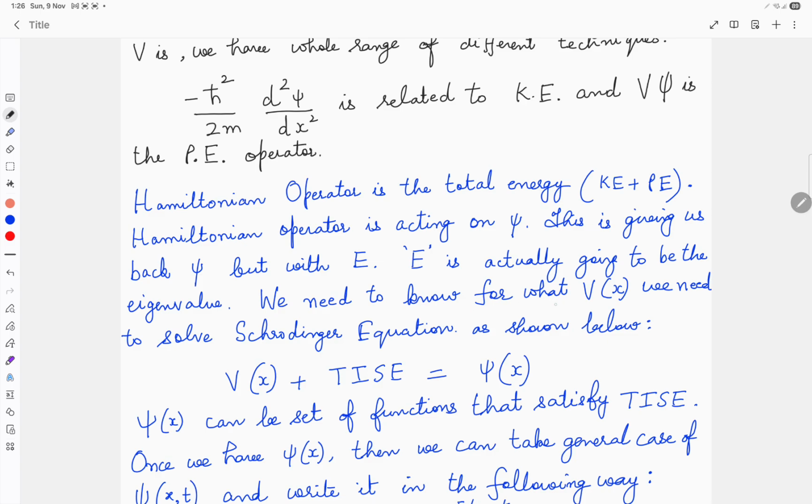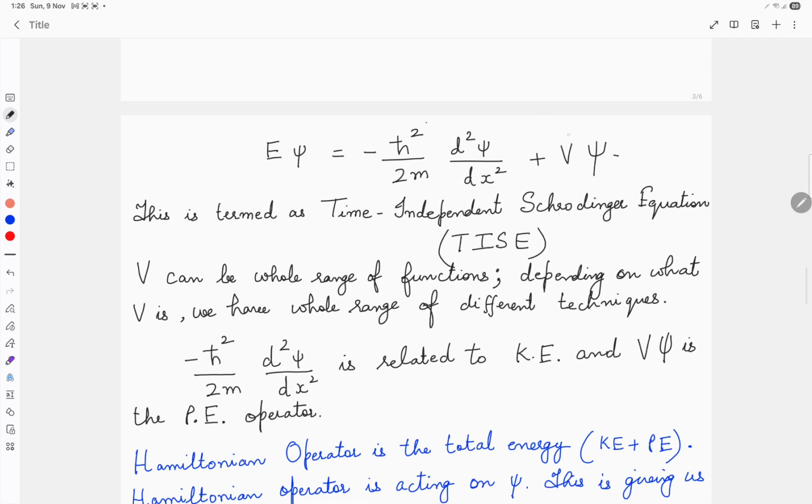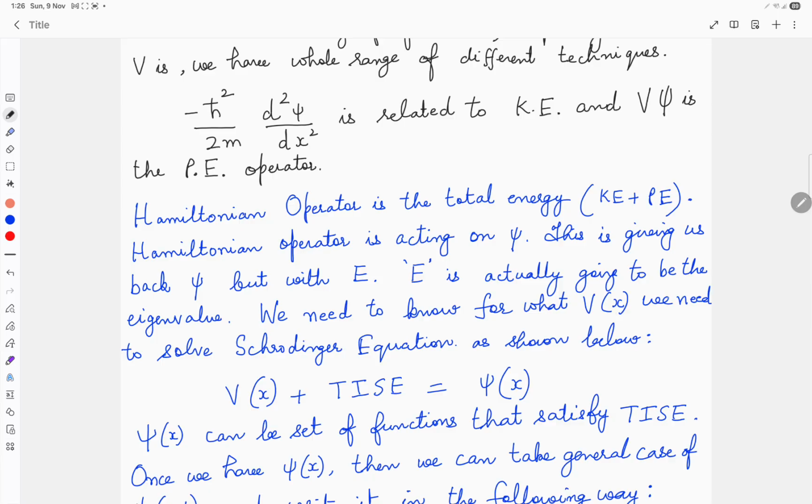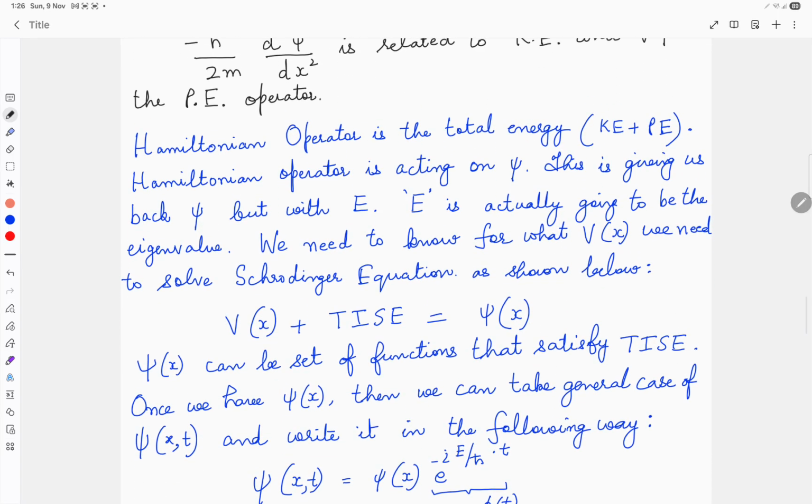We need to know for what V of x we need to solve Schrodinger's equation. As I just explained, it is the complexity of this potential energy function that will actually define the complexity of the solution of the time independent Schrodinger's equation. Whatever V of x we choose, accordingly we have to solve the Schrodinger's equation, but in general this is the Schrodinger's equation form, which is V of x plus this, the time independent Schrodinger's equation, equal to psi of x, right? Now psi of x can be a set of functions that satisfy this Schrodinger's equation.